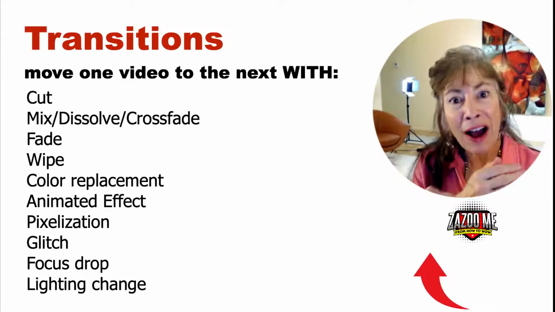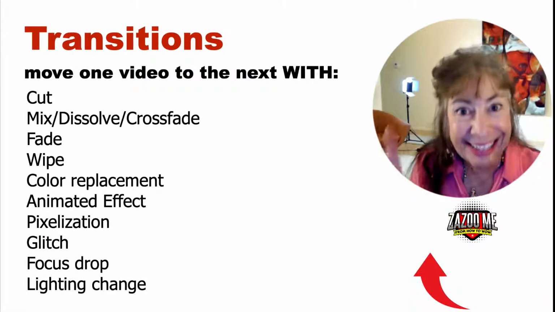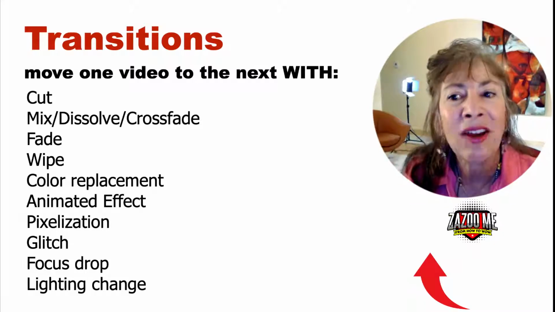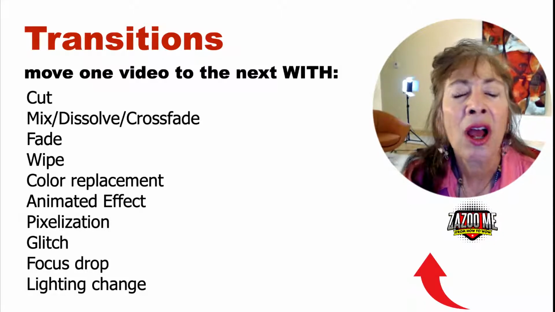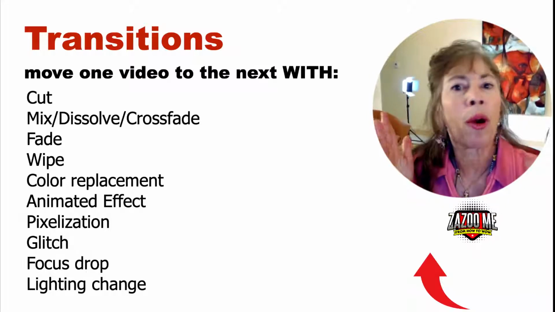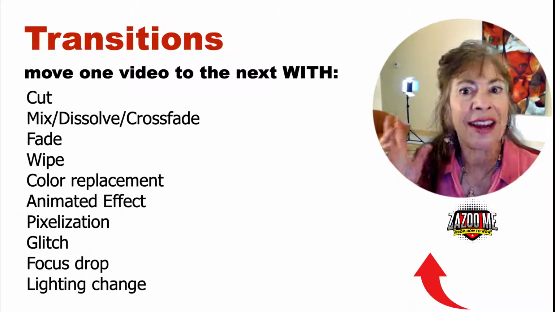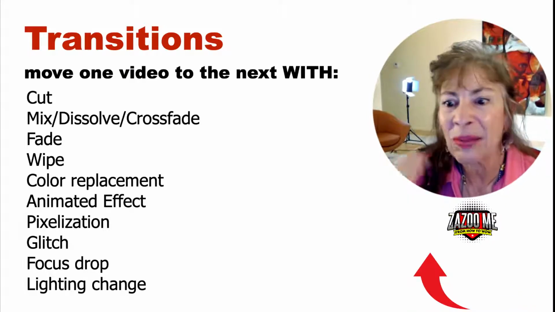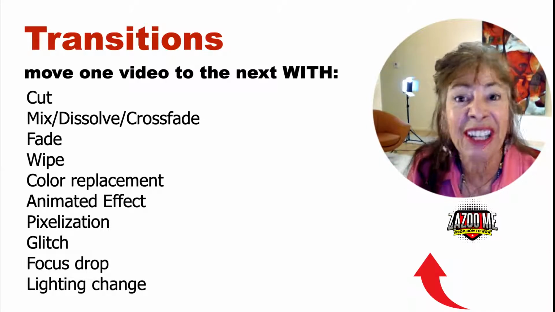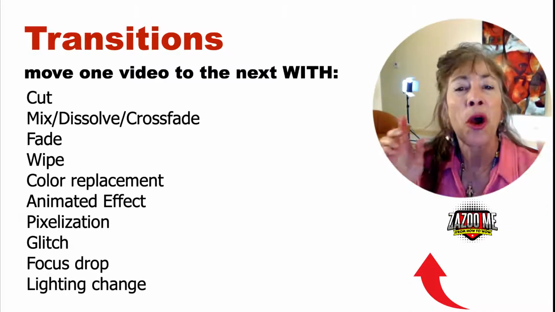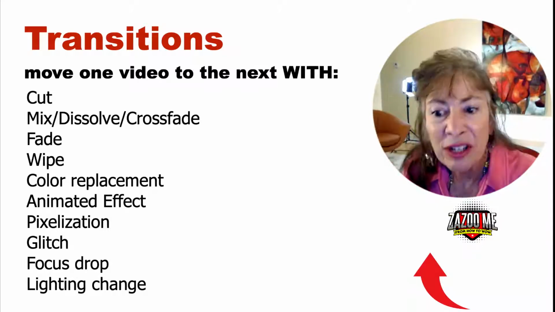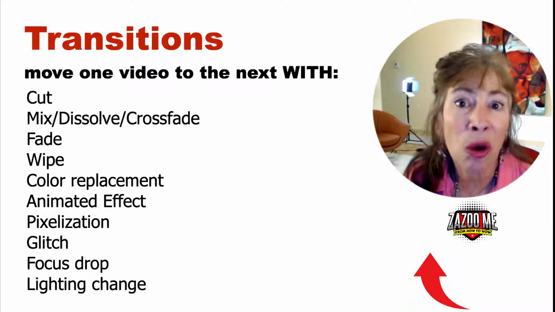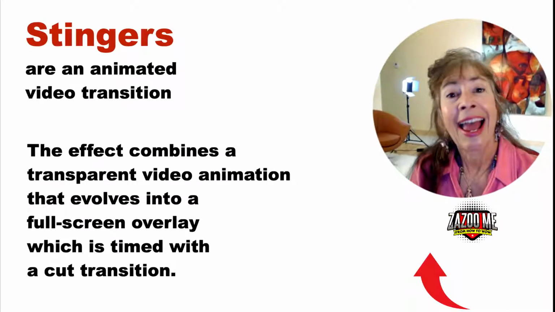Okay, I crossed from one video, one scene, to the other with a crossfade, and it sort of dissolved from one video to another. So you can go to a quick cut or a mix cut or a dissolve, a crossfade, a fade, a wipe. There's color replacement, animated effects, pixelation, glitches, which I love, and I use those when I make pre-recorded videos. Then there's focus drops and lighting changes. There are so many things that you can do with transitions.